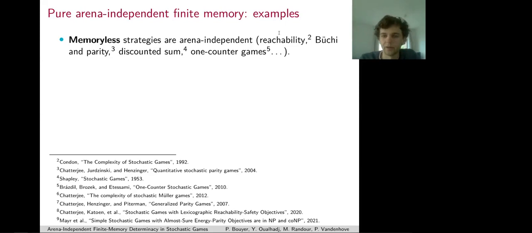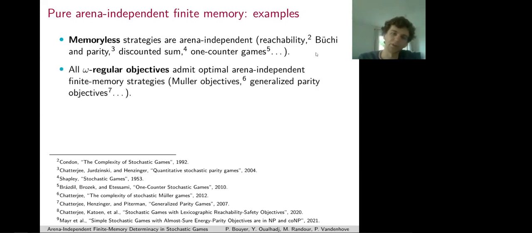And so examples are given by objectives that consist of maximizing the probability of reachability, Büchi or parity objectives, or for instance, maximizing the expected value of the discounted sum function, and so on. Another interesting class of examples are given by omega-regular objectives. And the idea is that omega-regular objectives are recognizable by a deterministic parity automaton that you can use as a memory structure. And that suffices, since parity objectives are memoryless determined. So examples are given by all kinds of Müller objectives or the generalized parity objectives.